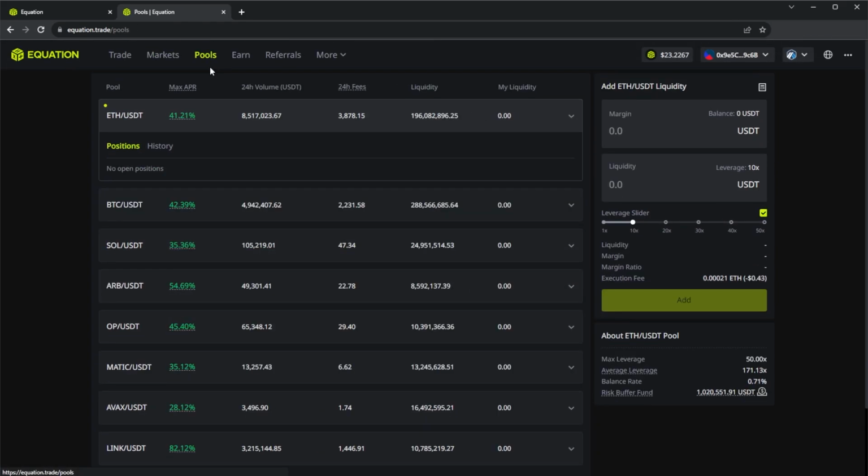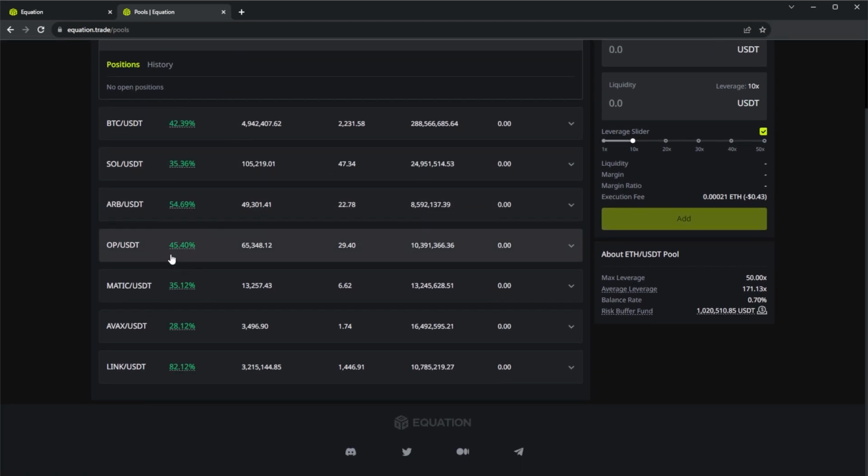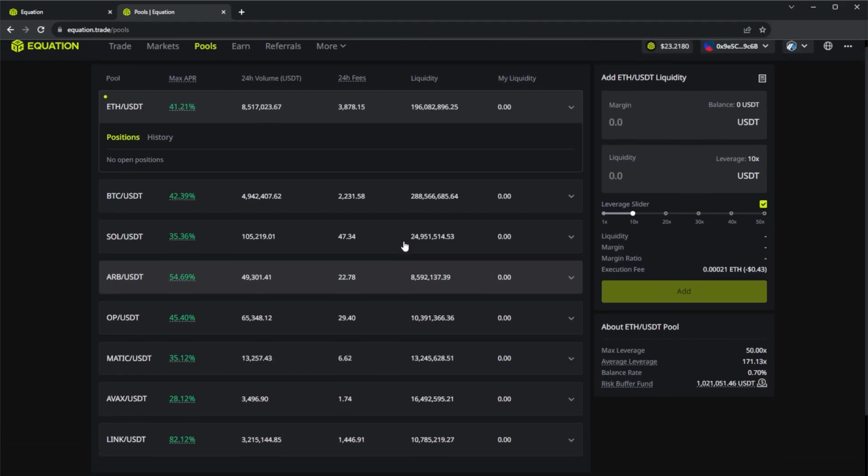In the pools here, we can actually stake positions for some nice APRs. So ETH USDT, we can get a max APR of 41.21%. Here we can see the EQU max APR is 35, and you get a trading fee max APR of 5.77. So combined, we get that 41. And these go as high as 82% with the Link USDT pair.